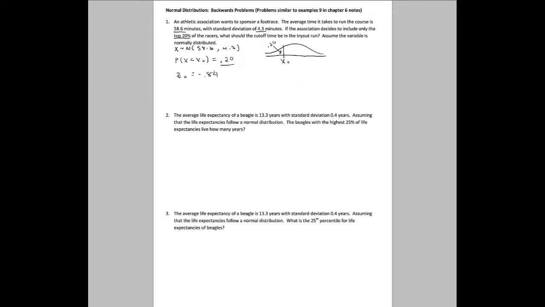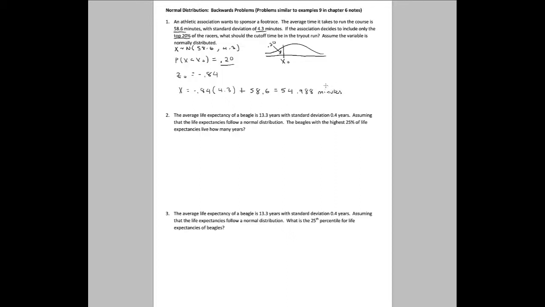So now we need to unstandardize things. So X is equal to negative 0.84, multiply that by our standard deviation of 4.3 and add our mean of 58.6. And that gives us 54.988 minutes for the fastest 20% and the cutoff time.